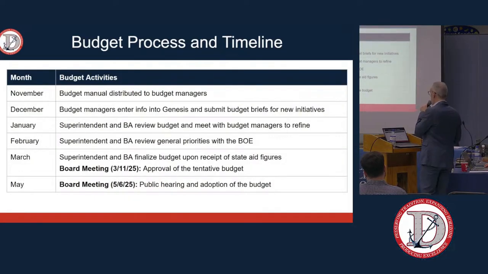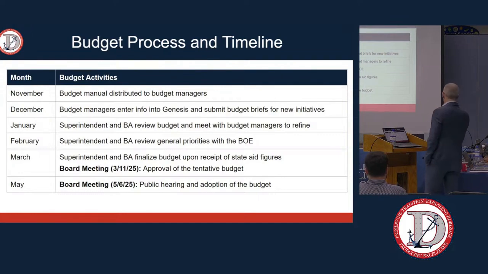Here's the budget process and timeline. This process starts really in the fall, in November, and we work with the budget managers. Mr. Pepe does a really good job sort of facilitating meetings with each of the budget managers, and then we go through December and January, have a lot of conversations with those folks, whittle the budget down to a reasonable place, and then we essentially wait for state aid.